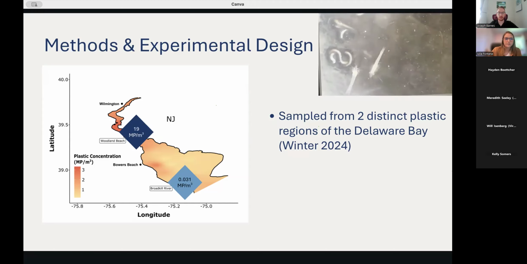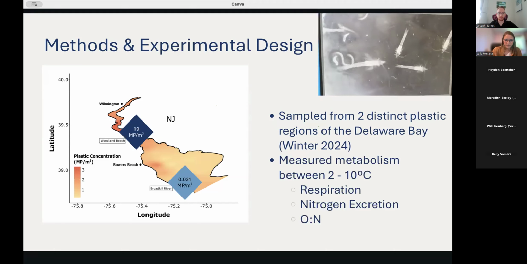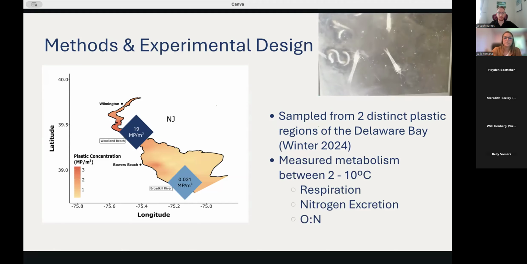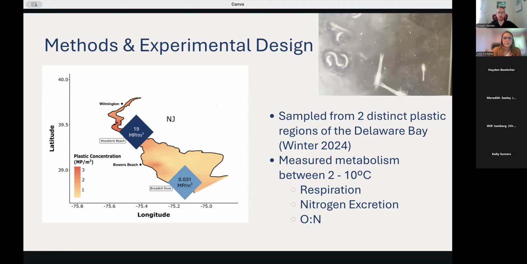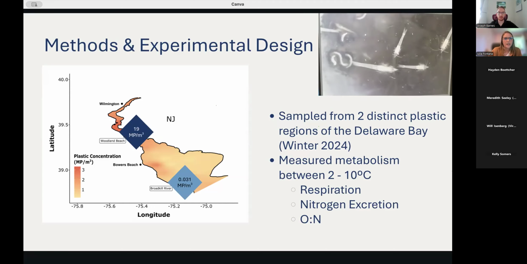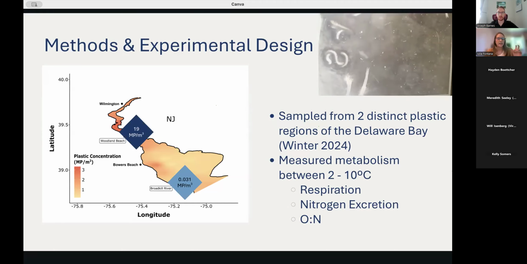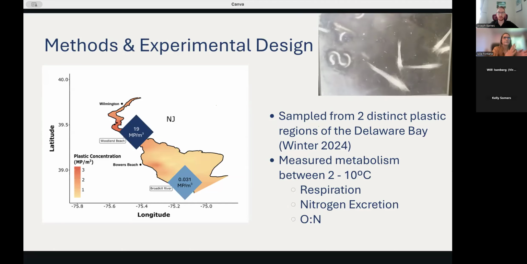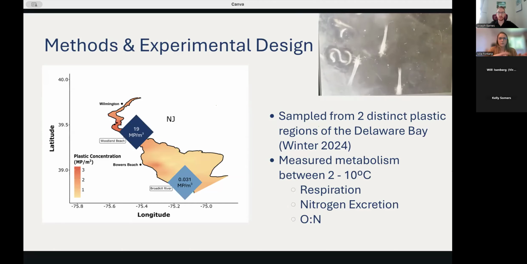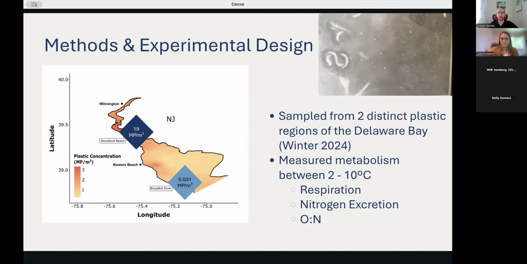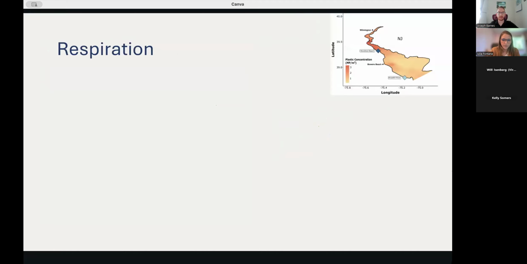So we sampled mysids from those two regions, and we measured their metabolism between 2 and 10 degrees C. We measured respiration, nitrogen excretion, and the atomic ratio of both respiration and nitrogen. That was to get at this thermal performance curve, trying to see, as temperature increases, what does their metabolism do? With respiration, if you're not familiar, respiration is just oxygen consumption.